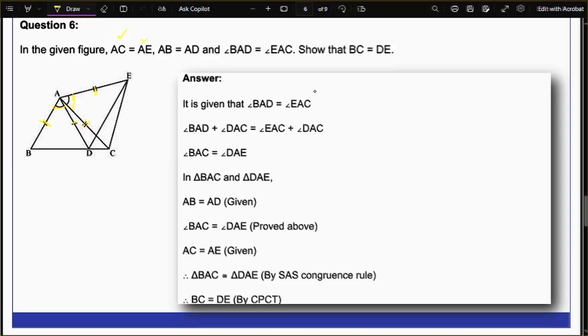Okay, so we have to prove that BC equals DE. To prove these two sides are the same, we have to consider two triangles, ABC and ADE, and make these two triangles congruent. And hence we use the CPCT property to show these two sides are the same.